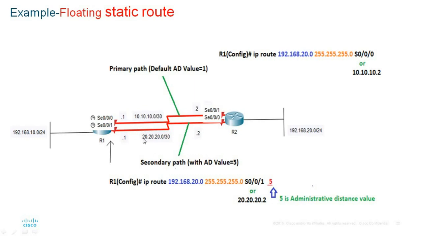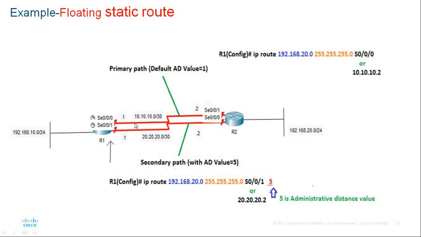Okay, for that I'm going to use the network 20.20.20.0/30. Right? So these are the two WAN links we used. Why do we need redundant links? For example, if this link fails, the data will transfer via this route. So now there are two routes to reach from R1 to R2. This is the first route, and this is the second route.